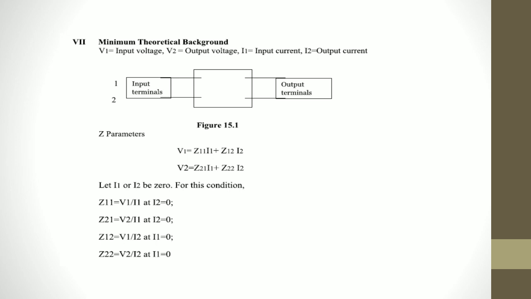We have two ports, input port and output port, or you can say input terminal, output terminal. Z parameter can be written as V1 is equal to Z11 I1 plus Z12 I2, and V2 is equal to Z21 I1 plus Z22 I2. Let I1 and I2 be 0 for this condition. So Z11 is equal to V1 by I1, Z21 is V2 by I1, Z12 is V1 by I2, and Z22 is V2 by I2.